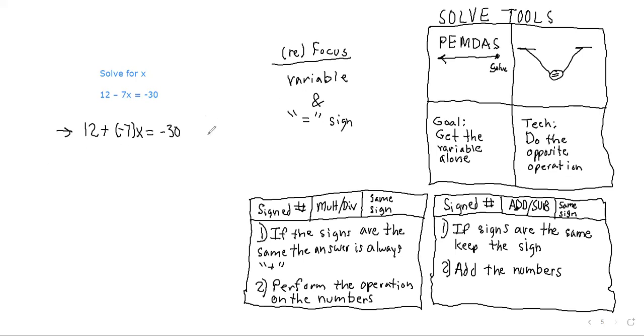And what is our technique? We're going to look at our toolbox. Our technique is to do the opposite operation. So since we're adding 12, we're going to subtract 12. We're doing the opposite of adding.